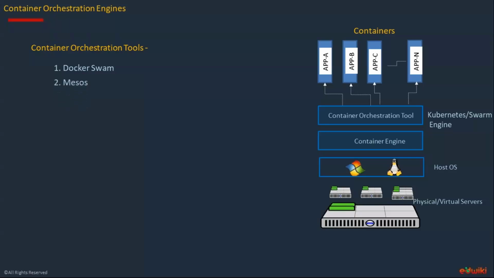Mesos is one of the orchestration engine softwares that is given by the Apache organization. Kubernetes is another orchestration engine which will give you the orchestration features, provided by the Google company.